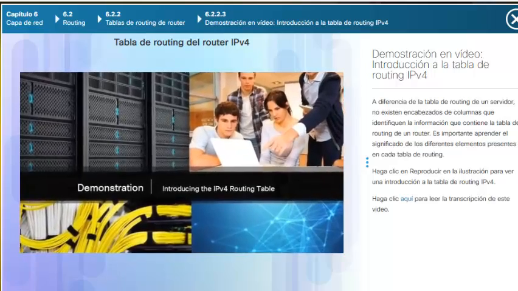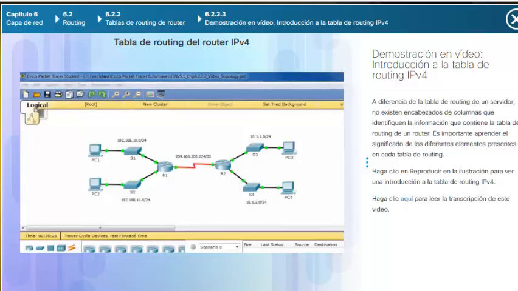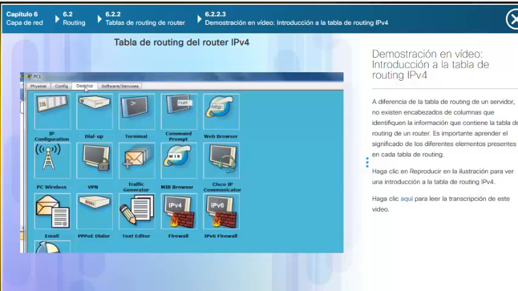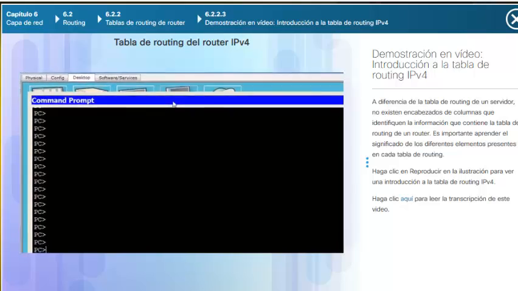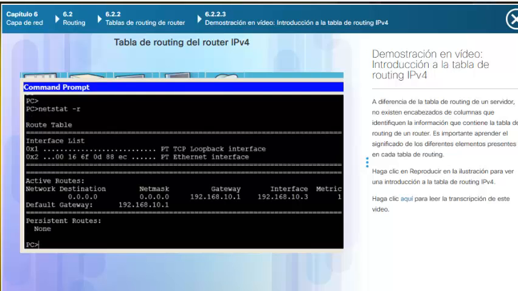Let's use Packet Tracer to learn about routing tables. We've learned about two types of routing tables, a host routing table on a PC versus a router's routing table. Let's take a look at both. If I click on PC1, click on the Desktop tab and the command prompt, I can put in the command netstat -r to look at my routing table.